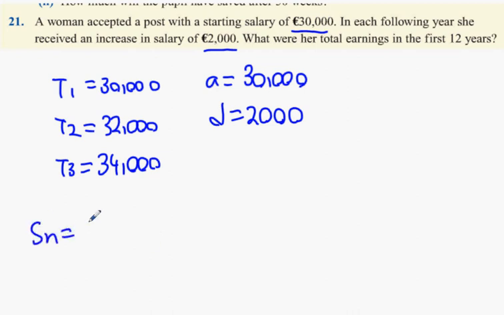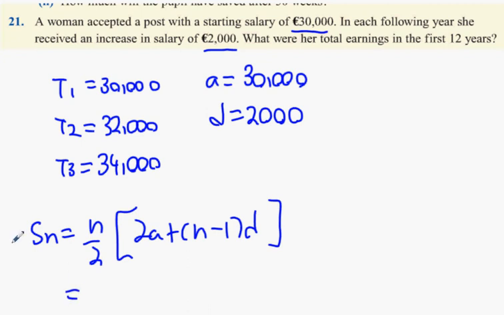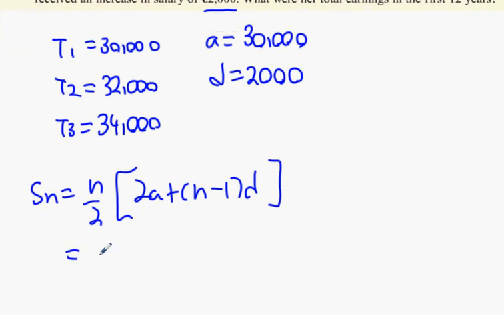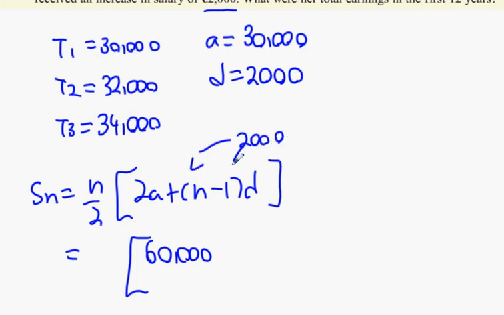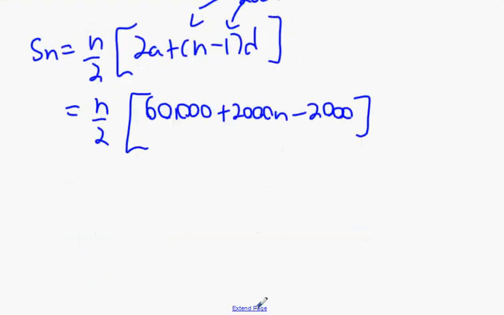So Sn equals n over 2 into 2a plus n minus 1 times d. And then after that, guys, what do we get? 2 times a, 60 grand, okay? And then 2,000 here, which is going to be 2,000n minus 2,000. All n over 2 on the outside. Then if you want, you can change the n into 12. Now I just tend to keep everything the same a lot.